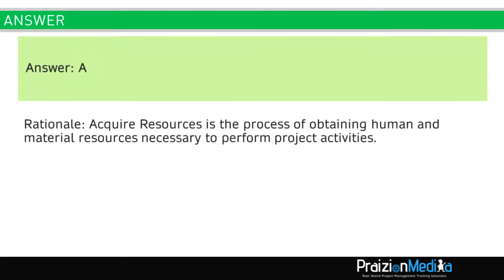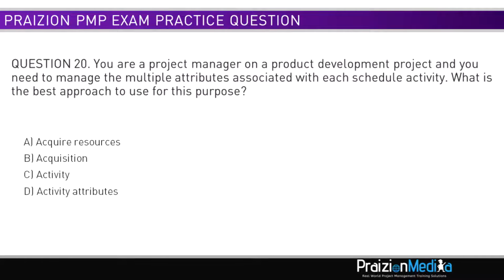Answer: A. Acquire resources. Rationale: acquire resources is the process of obtaining human and material resources necessary to perform project activities. Question 20. You are a project manager on a product development project and you need to manage the multiple attributes associated with each schedule activity. What is the best approach to use for this purpose? A. Acquire resources. B. Acquisition. C. Activity. D. Activity attributes.